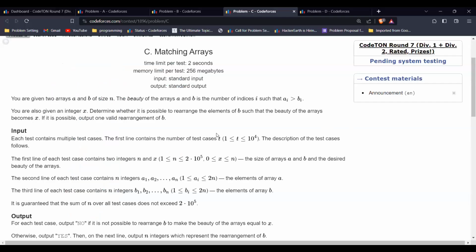In this, we are given 2 arrays A and B of size n. The beauty of arrays A and B is the number of indices I such that A_I is more than B_I. Now we are given an integer X and we need to determine whether or not it's possible to rearrange the elements of B such that the beauty becomes X. If it is possible, we need to output a valid rearrangement of B.